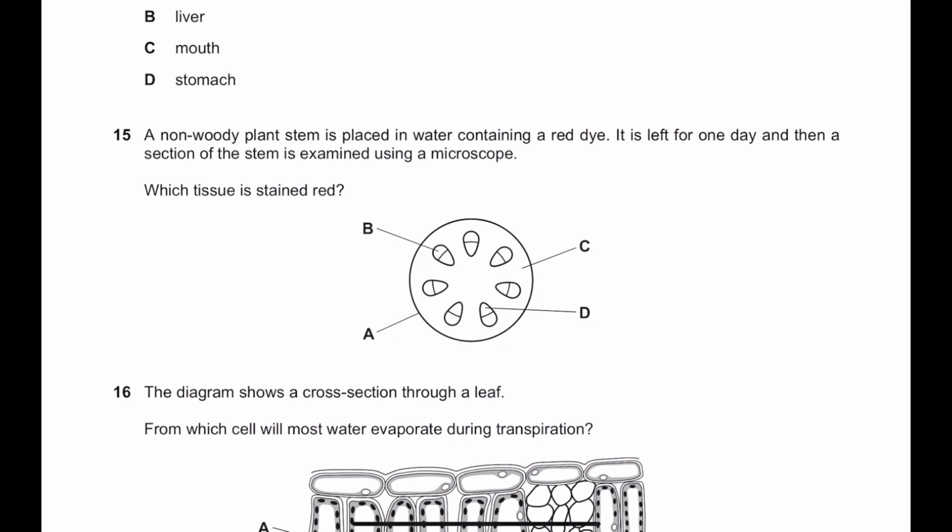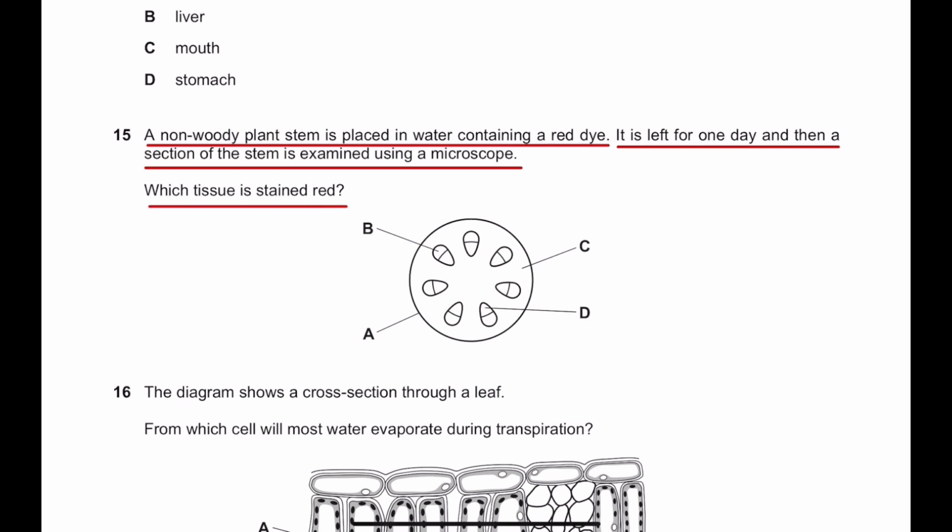Number 15. A non-woody plant stem is placed in water containing a red dye. It is left for 1 day, and then a section of the stem is examined using a microscope. Which tissue is stained red? So, the key here is the water containing red dye. It was left for 1 day and then it was examined. Of course, the red dye is dissolved in water, so anything that's red should have water.